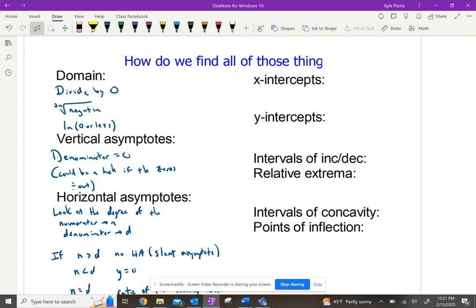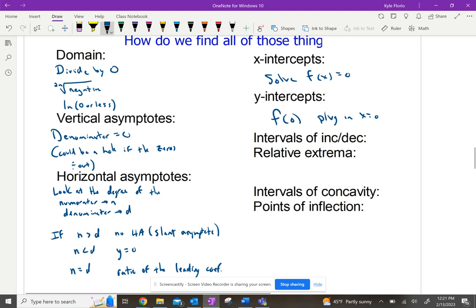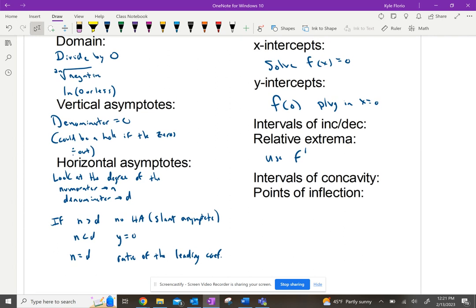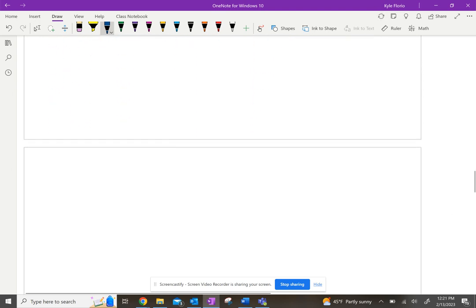All right, so to find x-intercepts, you're just trying to find what x values make your function equal 0. To find the y-intercept, you just plug in 0 and see what the value of the function is. Increasing and decreasing, that's when we use the derivative, the slope. Concavity, we use the slope of the slope, which is the second derivative. So we'll use that for concavity and points of inflection.